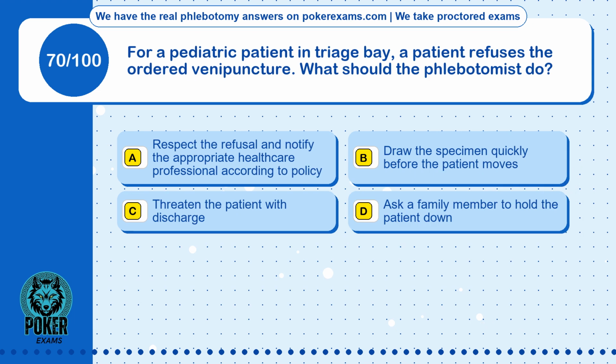Question 70. For a pediatric patient in triage bay, a patient refuses the ordered venipuncture. What should the phlebotomist do? Option A. Respect the refusal and notify the appropriate healthcare professional according to policy. Option B. Draw the specimen quickly before the patient moves. Option C. Threaten the patient with discharge. Option D. Ask a family member to hold the patient down.